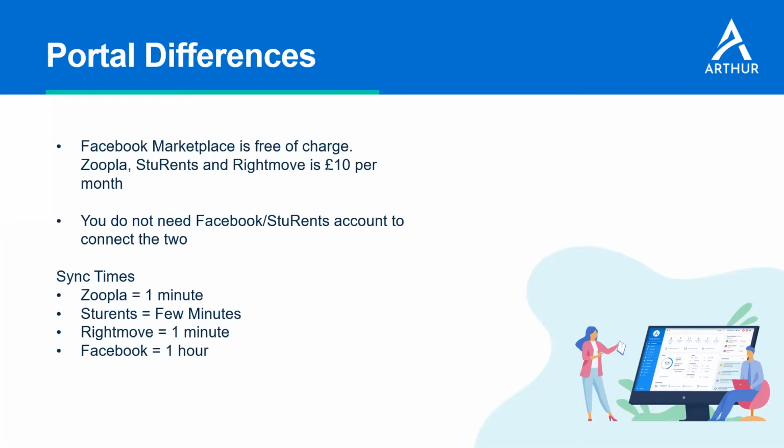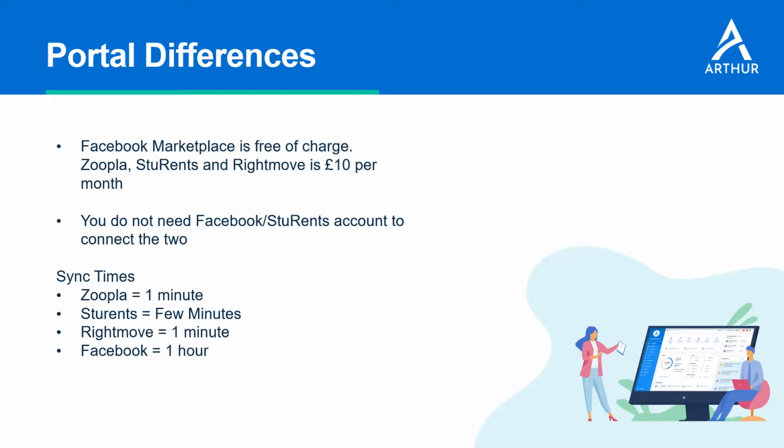Now, the sync times. What are sync times, for starters? Sync is the time it takes to put the unit advert from Arthur onto the marketing channel, like Zoopla or Rightmove, and go onto their website. For example, with Zoopla, once you sync an advert from Arthur onto Zoopla, it will only take about a minute to sync over, so it's very quick.